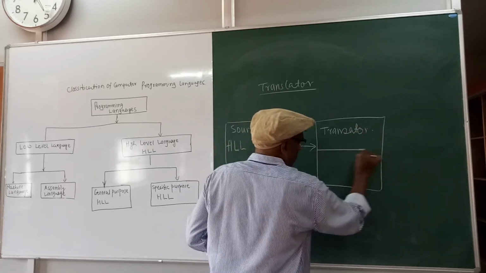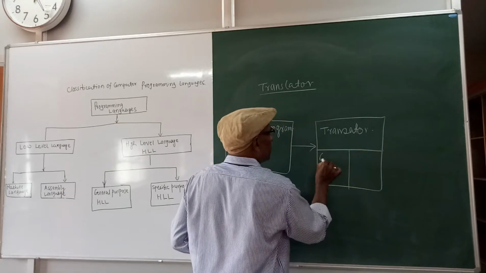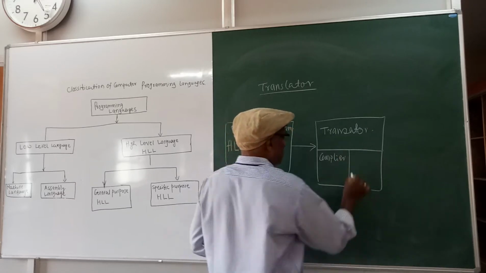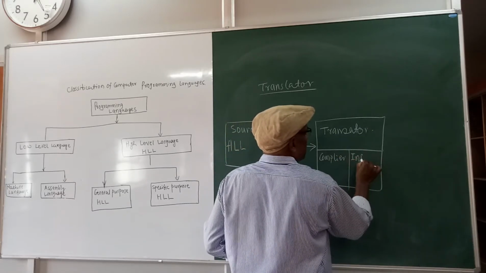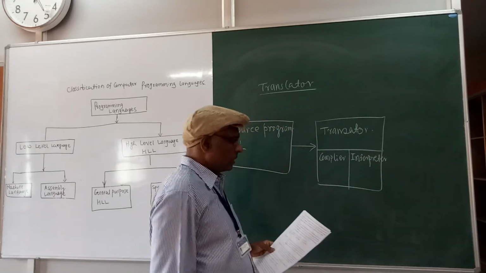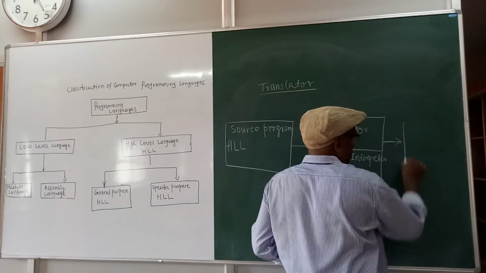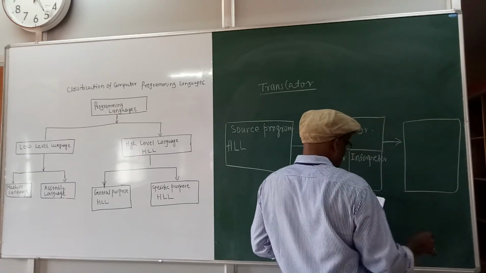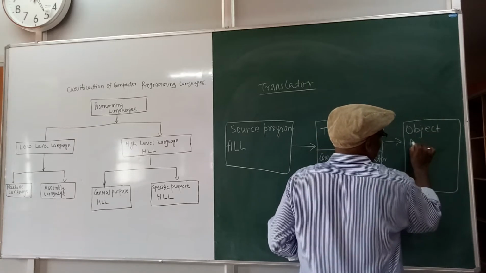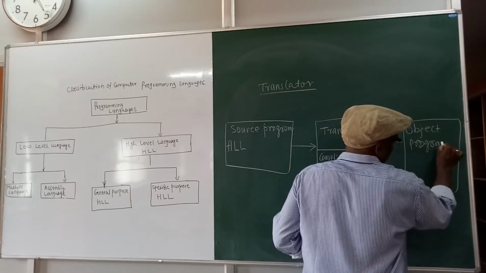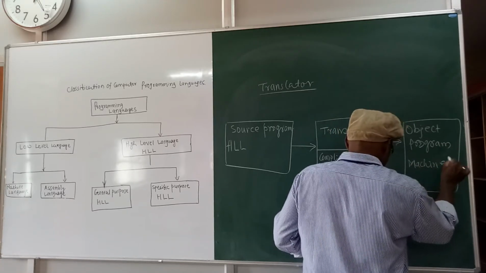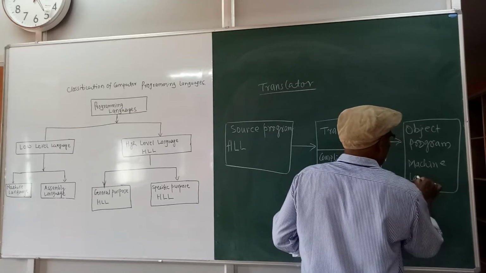Translator. Here we have translator. There are two: compiler and interpreter. And here we have what is called the object program, that is machine level, machine language.